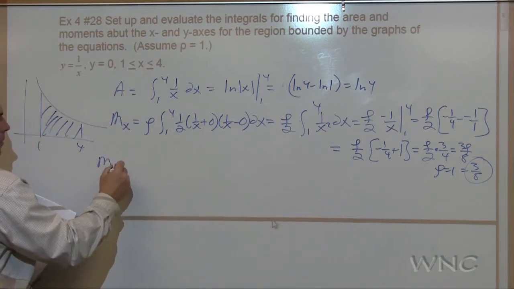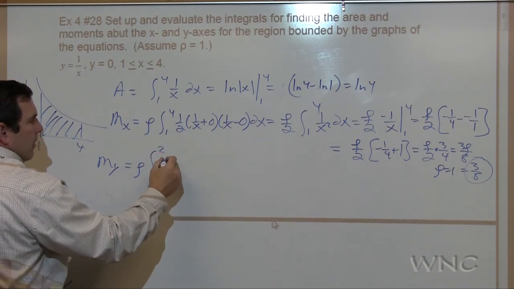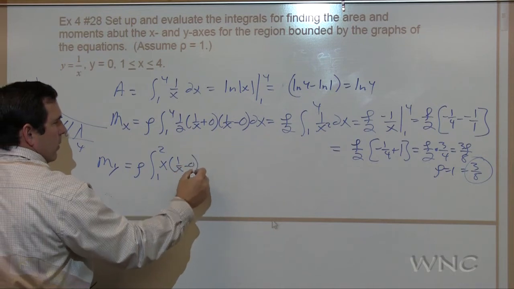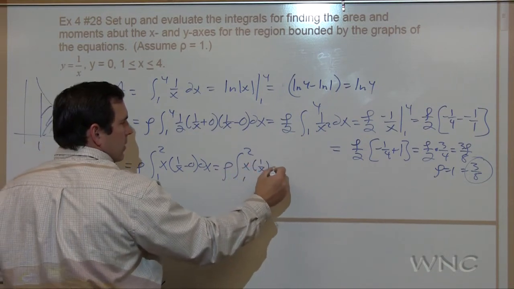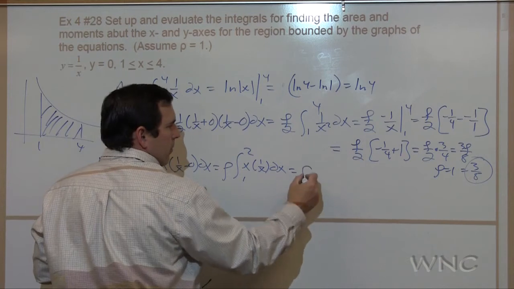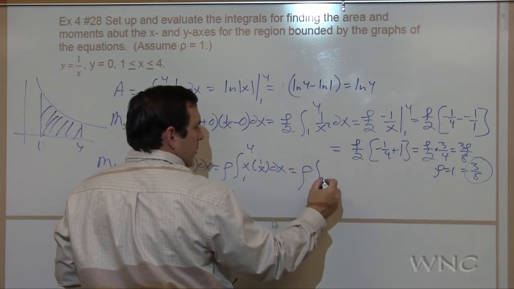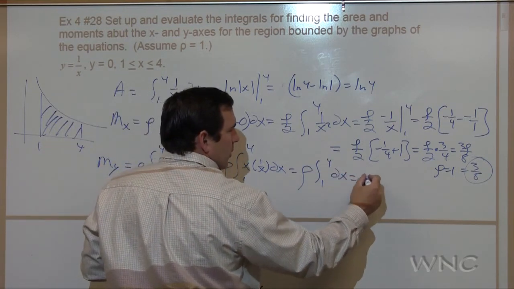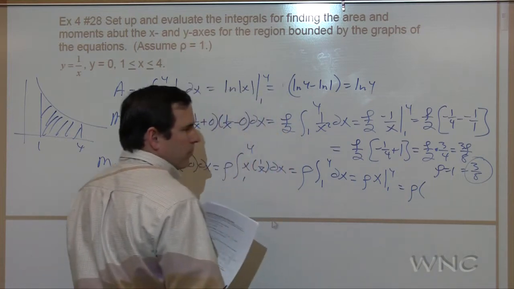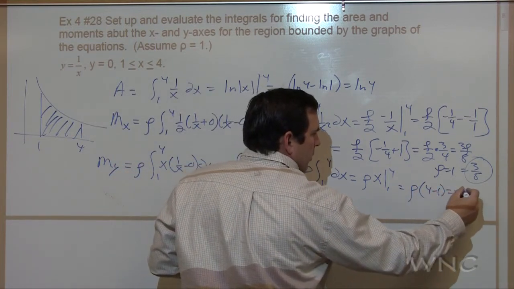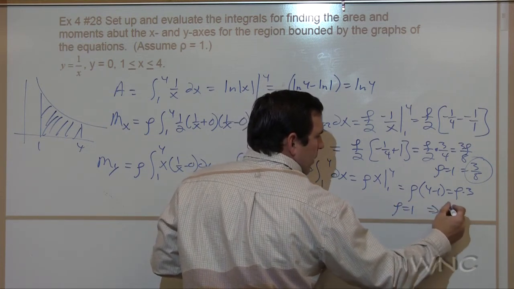And then my is going to be rho, integral from 1 to 2 of, this time it's going to be x times 1 over x minus 0 dx. That's going to be x times 1 over x dx. That's 1 to 4, not 1 to 2. So that's rho times integral from 1 to 4 of just dx, which will be rho times x from 1 to 4, which is rho times 4 minus 1, which is rho times 3. And with rho being 1, we just have 3.